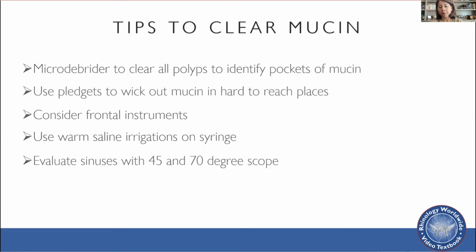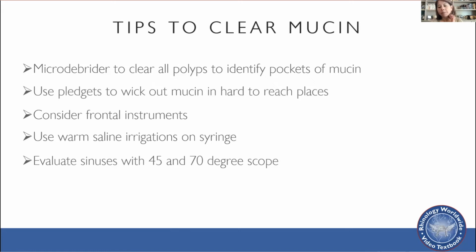Another tool that can be helpful is using warm saline irrigations on a syringe to help wash out, or power wash, some of the mucin out of the respective sinuses. That can be very effective. Also, after surgery, I'll often irrigate all the sinuses out to make sure that there's not even small bits of mucin within the sinus cavity. There are instruments that allow you to more easily irrigate the sinus cavity with a spraying type of device, but irrigation on a syringe can work very well as well.